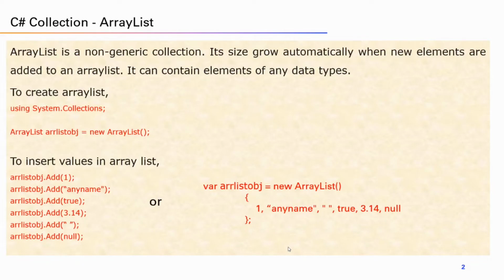Hi all, let's see ArrayList in C#. ArrayList is a non-generic collection. ArrayList size grows automatically when new elements are added to it. It contains elements of different data types. To create an ArrayList, create an object for ArrayList using the new keyword.